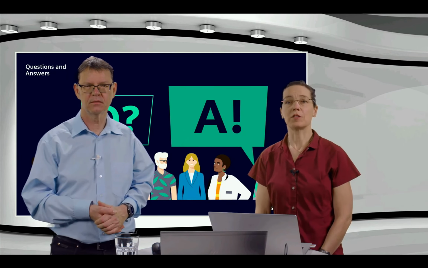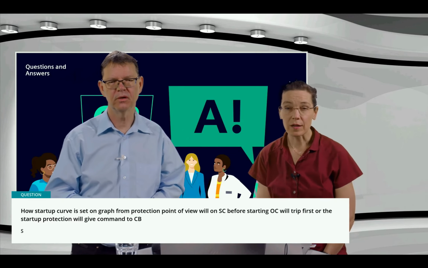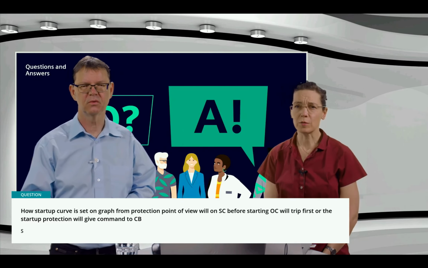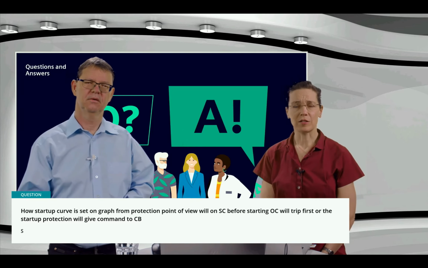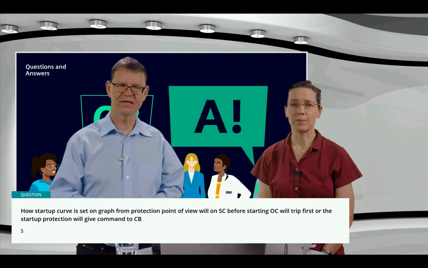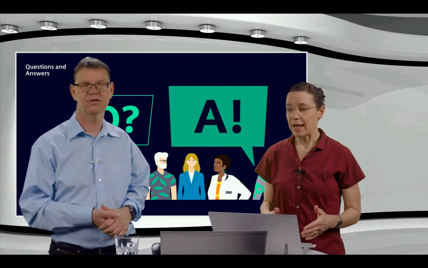How is the startup curve set on the graph from the protection point of view? And will one SC before starting OC trip first, or will the startup protection give the command to the circuit breaker? Now that's a lot of abbreviations. Sorry, I don't know what SC means. Yeah, I have the same problem. We take that question offline. I think we will get this contact directly. So do not mind if you get a direct mail from Klaus. It might be the answer to your question, or at least a request to give me the background information on what you mean with SC, then maybe I can answer it. All right. I don't have an idea at the moment.